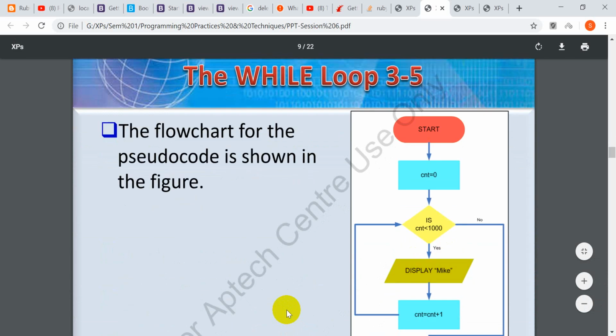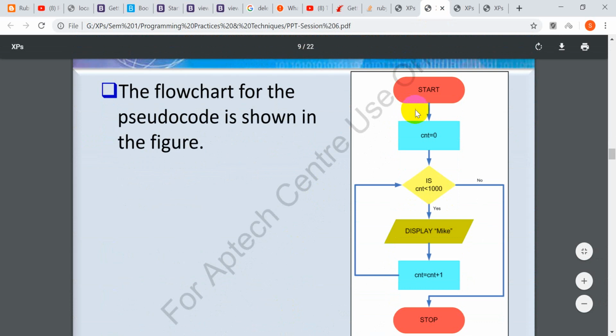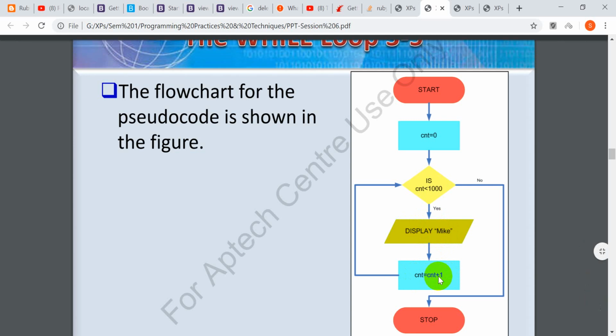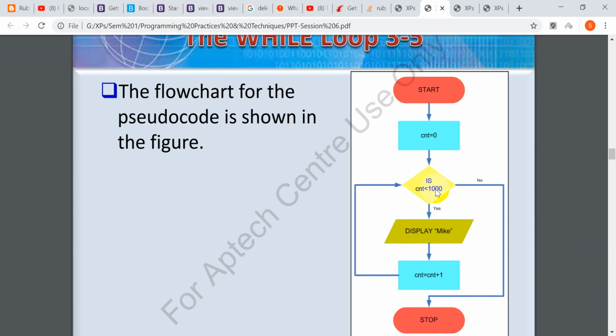So this is the flowchart for it too. And here is the flowchart, you see? We have start. Then this is a process, count is equal to 0, to start counting from 0. Is count less than 1000? Yes, it's less than 1000. Display Mike. Then count plus 1, count is equal to count plus 1. This is the increment by 1. 0 plus 1, 1, 1 plus 1, 2, 2 plus 1, 3, 3 plus 1, 4. You need a process and it will still go back to this, right? That's it. So is count less than 1000?